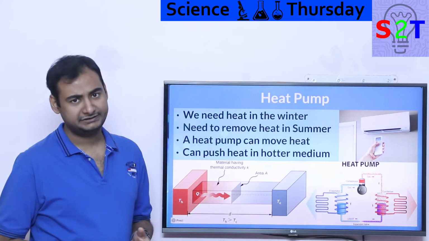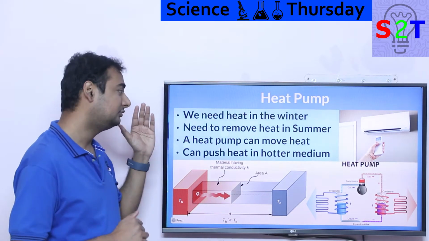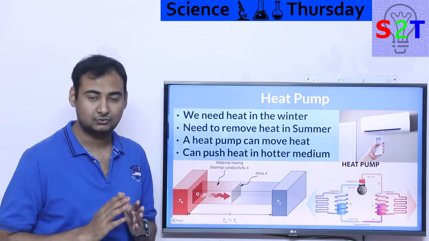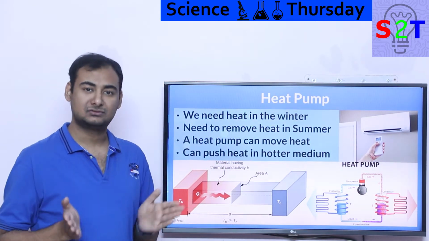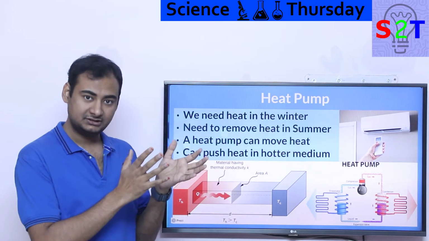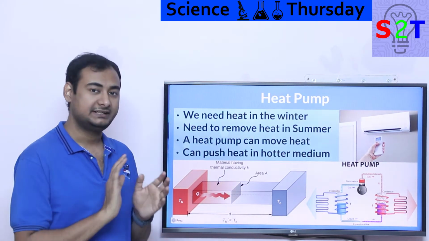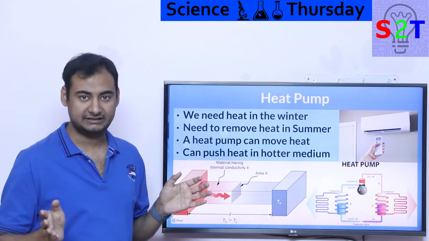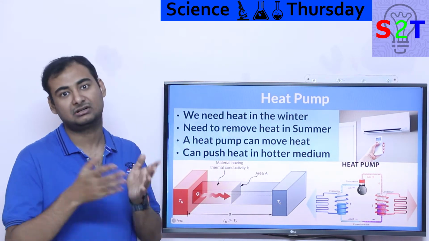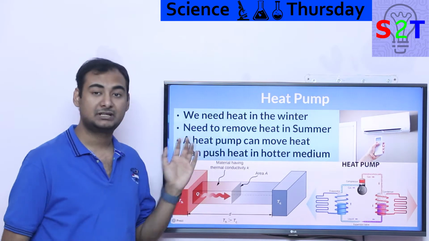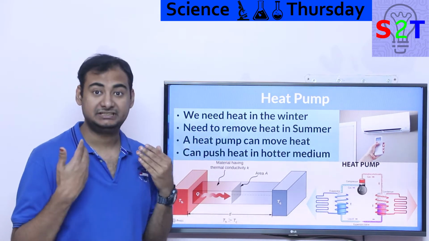Now we need heat in winter, that's obvious, and we need to remove heat in summer. This is one crucial aspect that you must understand. There is no such thing as cold. There is only heat or a lot of heat, or you have less heat. So that's all you have to understand. There is no scenario where there is a cold, there is no negative energy. All you have is very little energy or a lot of energy. And a heat pump can move heat. That's the whole point. That's why we call it a heat pump.